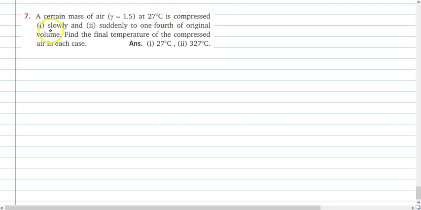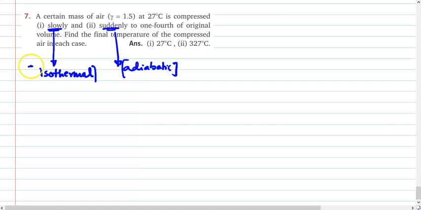So I hope you know the term slowly and suddenly in this particular problem. Whenever they are talking about slowly, this means isothermal process. And when it means suddenly, that means adiabatic process. So let's start with this.